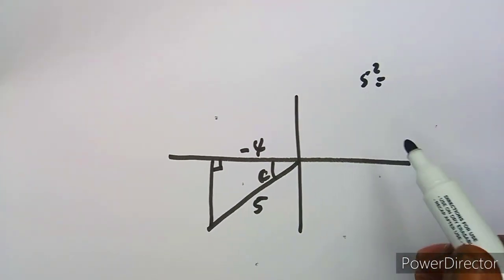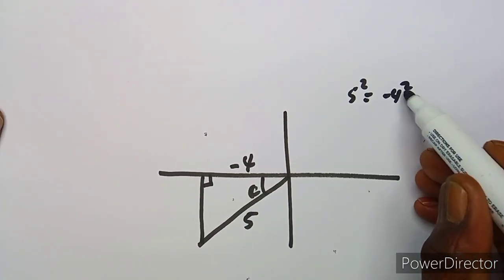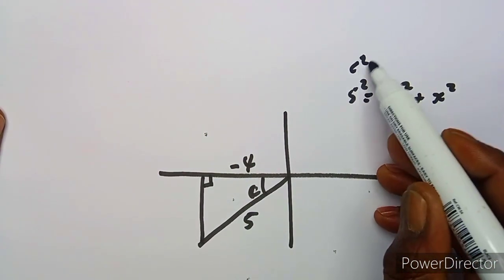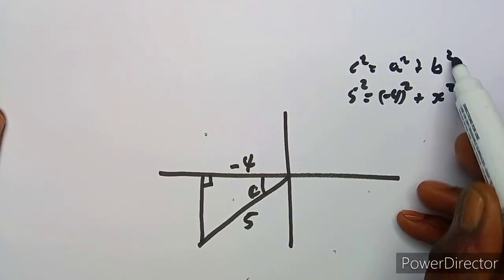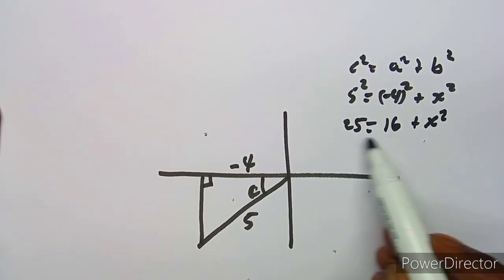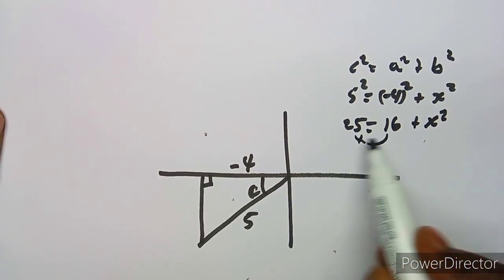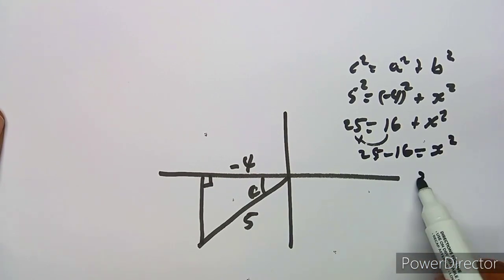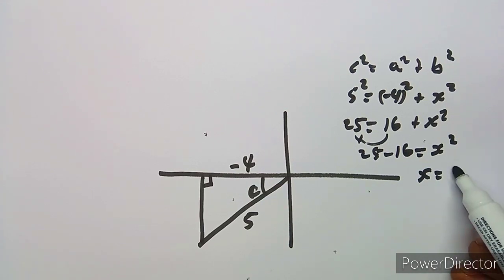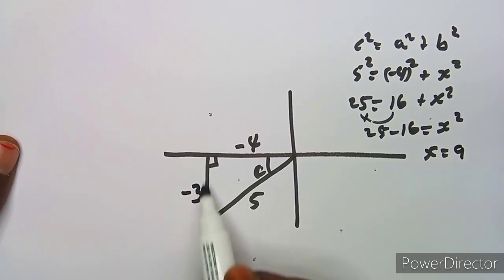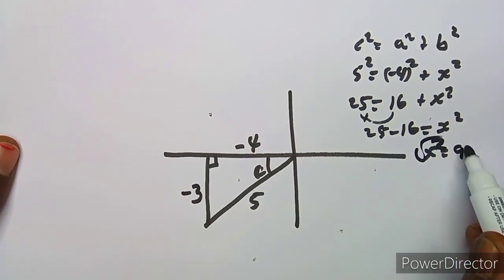5 squared is equal to minus 4 squared plus x squared. Let's just say this is your x, from c squared is equal to a squared plus b squared. So that's going to be 25 is equal to 16 plus x squared. Transpose this to this side: 25 minus 16 is equal to x squared. So x squared is 25 minus 16, guys, which is going to give us 9. Then the square root of 9, which is plus or minus 3. So this is going to be a -3 because of the region. That's what we have there, guys.